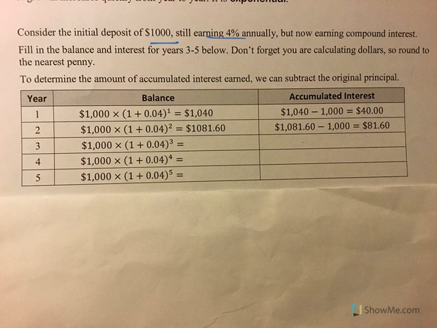Or if we take 1,000 times 1 plus 0.04 raised to the third power, we should get 1124.86. And so the accumulated interest, which is all 3 years put together, gives me $124.86. Okay, hit pause and finish the table.